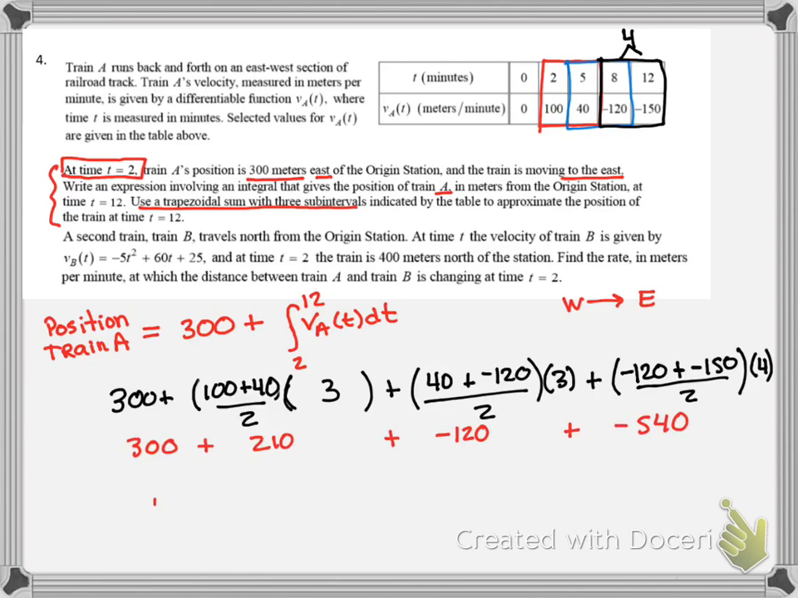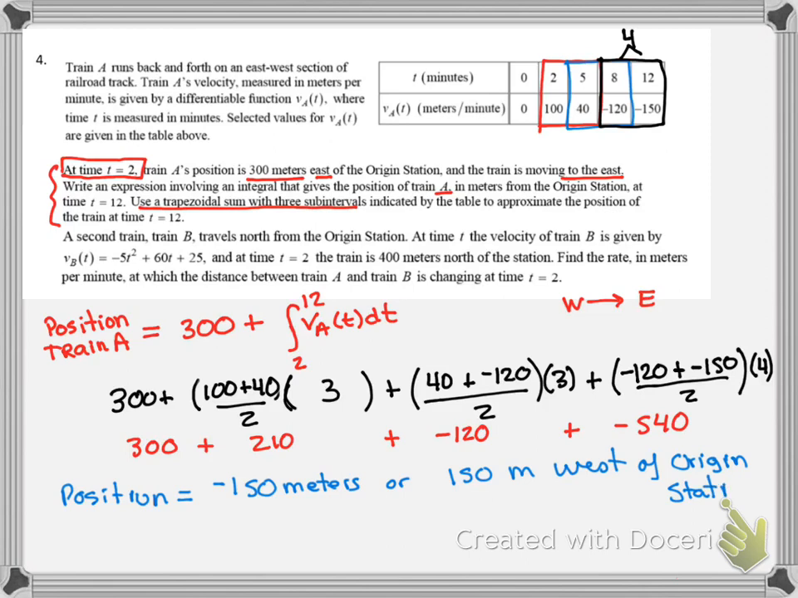So as we add all of this up, our position is negative 150 meters, or 150 meters west of the origin station. Not a related rate problem, but a good trapezoid and integral of velocity for position review.